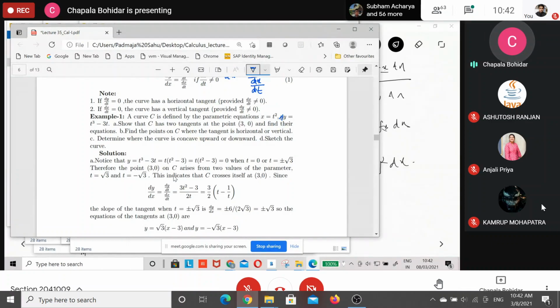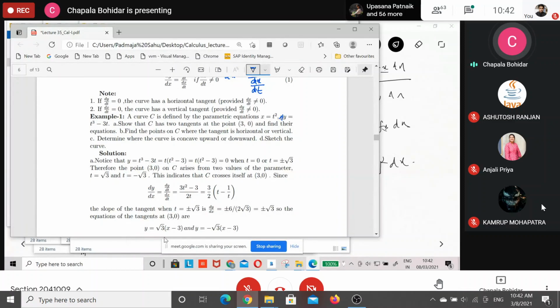So the equations of the tangents at (3, 0) are y − 0 = √3(x − 3), with slope √3, and similarly y − 0 = −√3(x − 3). So the two tangents pass through this point (3, 0).